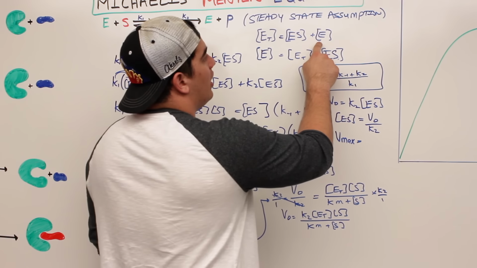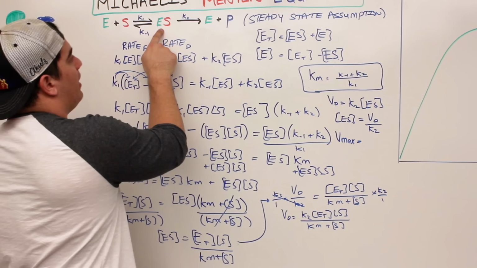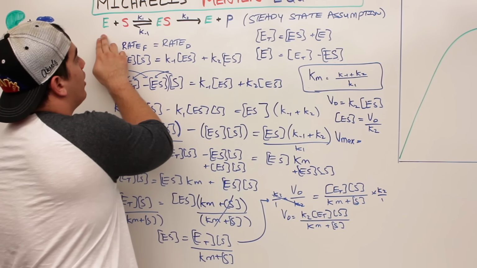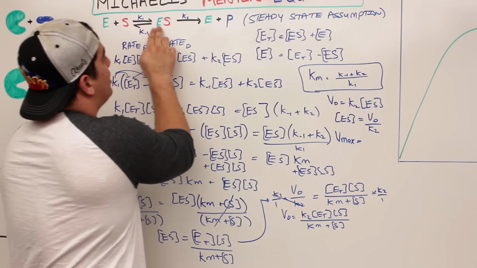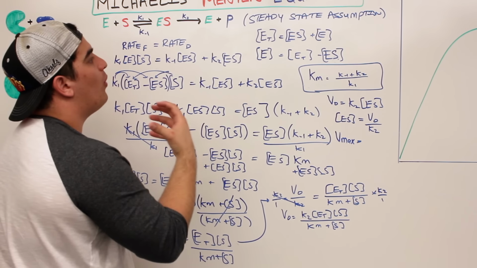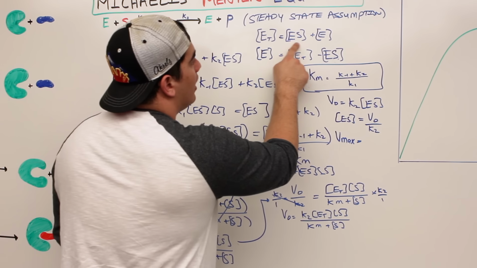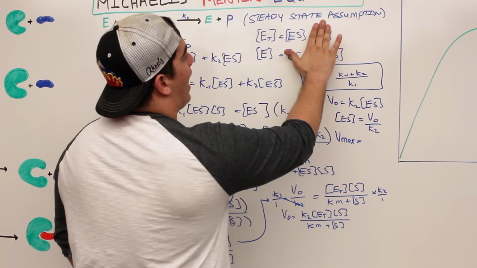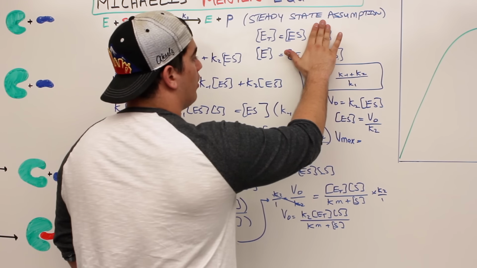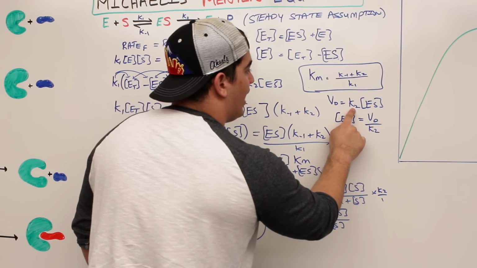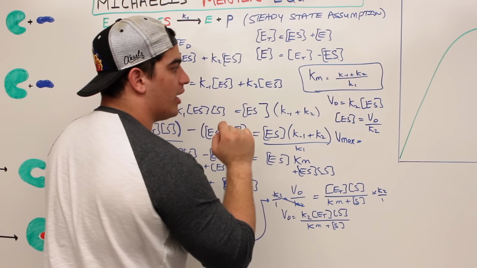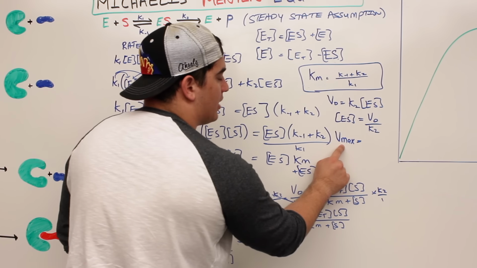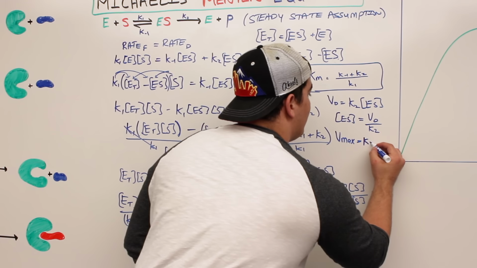In other words, you know how we had enzyme plus substrate to make enzyme substrate complex? There's no more enzyme left over here to react with the substrate to make enzyme substrate. So what do I have left then at Vmax? Enzyme substrate. But what's my enzyme substrate equal to when I'm at Vmax? E total. Well, what was V0 equal to? K2 times enzyme substrate. That was your V0, right? But now our maximum velocity is equal to K2.